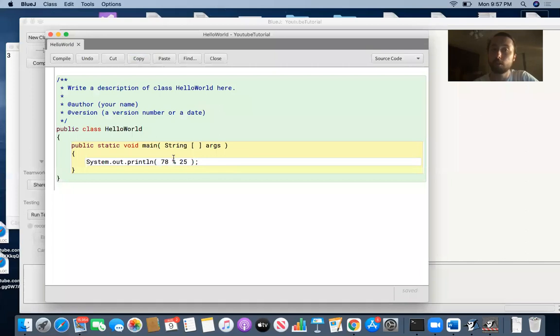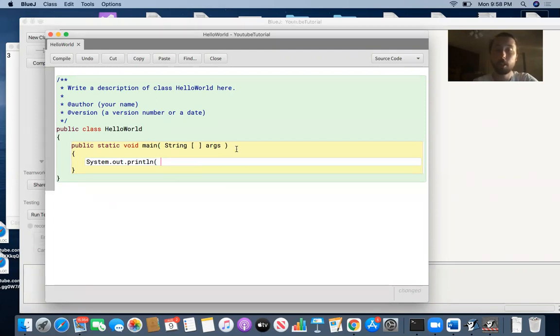That's called modular. So this looks like a percent sign, but you can't think of it as a percent. It's not saying 78% of 25 or anything like that. It's saying if I do a division, 78 divided by 25, what is the remainder that I would get?